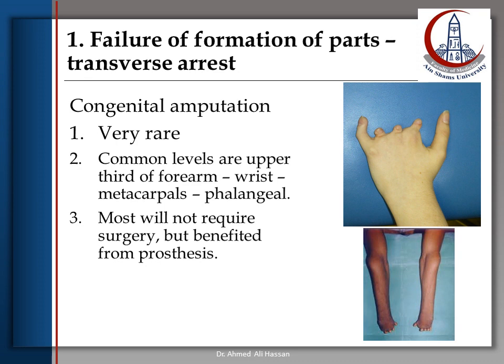The first failure of formation of parts, the transverse arrest, as we see in the pictures, is congenital amputation, as if the hand is surgically amputated. These transverse amputations are very rare, and the common levels are the upper third of the forearm, wrist, metacarpals, and phalangeal. Mostly they will not require surgery, but it's beneficial to have a prosthesis. Of importance, the terminal digits are still present on the hand stump.